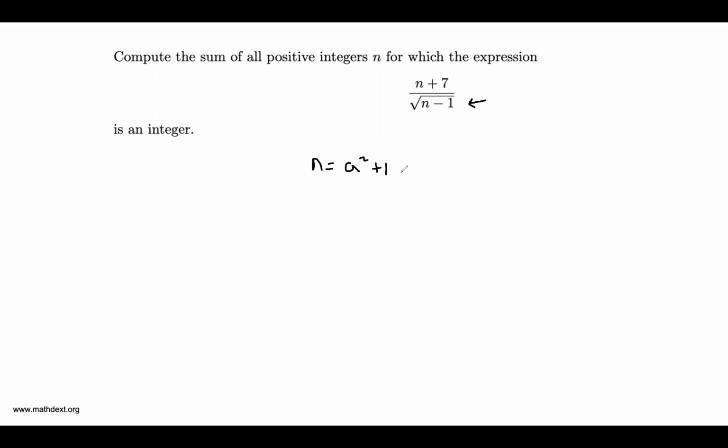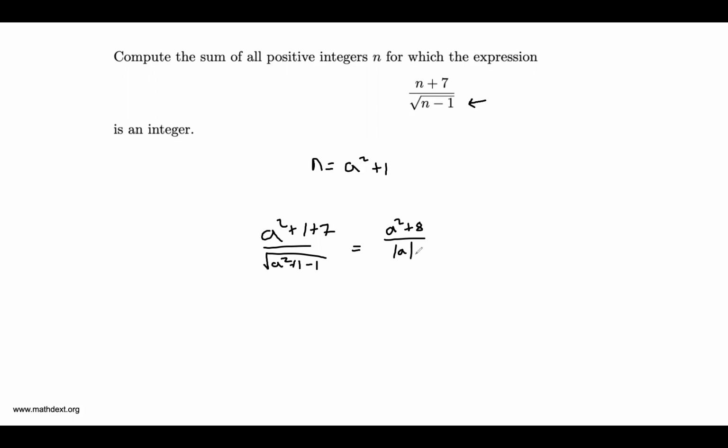Okay. So if we substitute this thing into this expression, you're going to get n plus 7 is a squared plus 1 plus 7. And the square root of n minus 1 is square root of a squared plus 1 minus 1. This is equal to a squared plus 8 over the absolute value of a, right? Since we're taking the principal square root in the denominator.